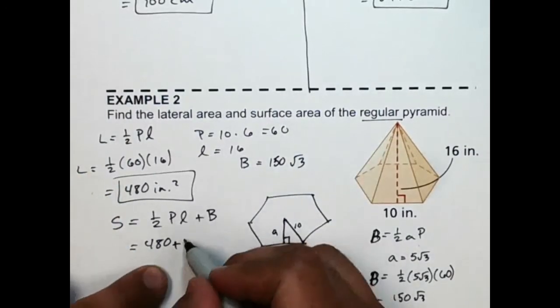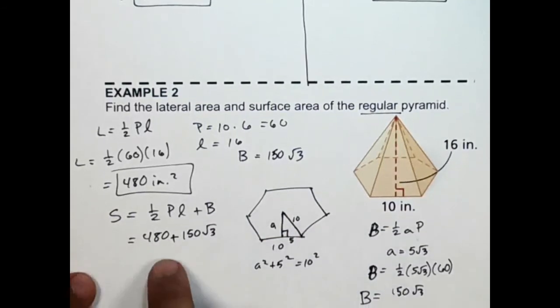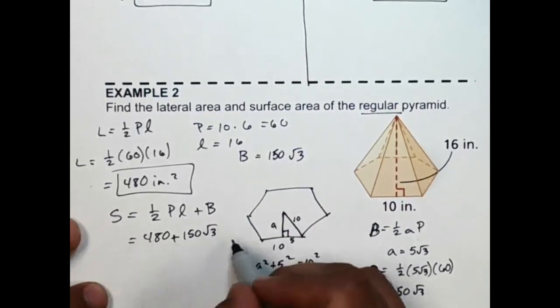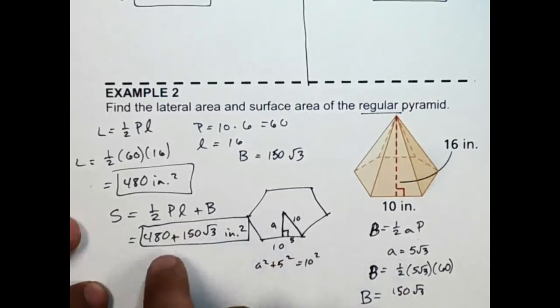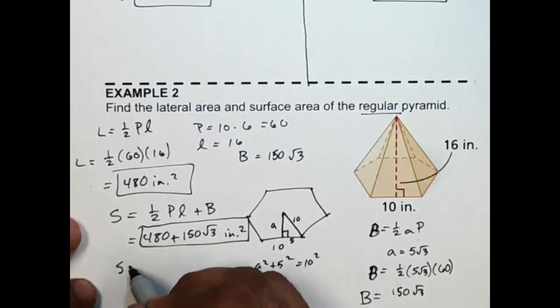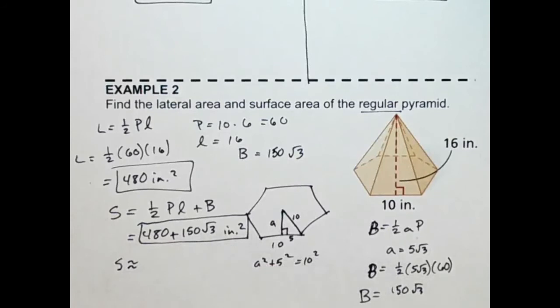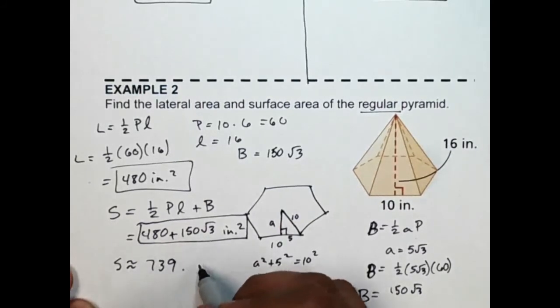All right, so then I substitute that into the B, 150 square roots of 3. Now if I don't tell you to round it, this is the answer I'm looking for. I can't combine these because this does not have a square root of 3 attached to it. However, if I do ask you to round, then you can go ahead and put that in the calculator. You've got to be able to do both. So if I round this to the nearest tenth, that's going to give me 739.8 inches squared.